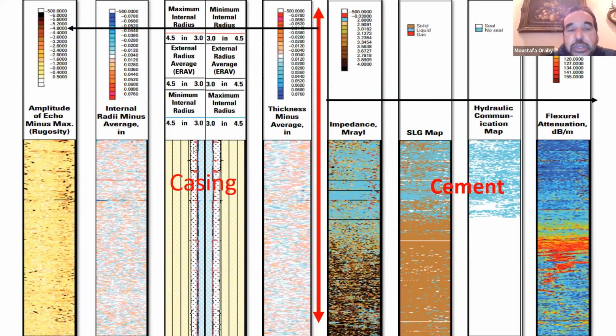Okay. So in the casing, it will give you, for example, the minimum internal radius. So now the radius of the casing. It will actually measure the radius of the casing. Now, if you have corrosion in the casing, this will detect that, because if corrosion took place, the casing inside diameter will increase. So it will measure the casing inside diameter.